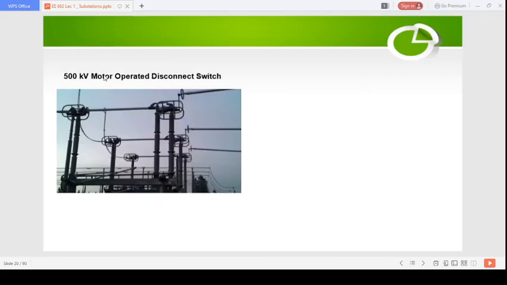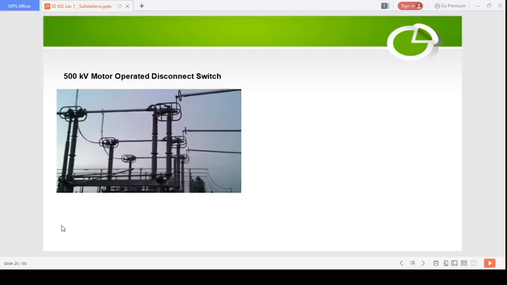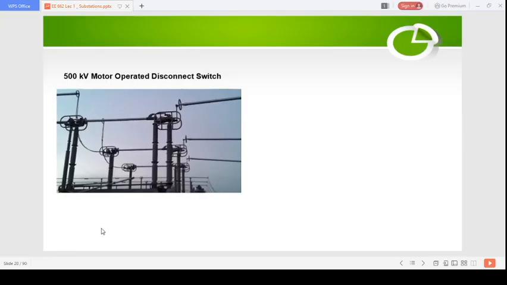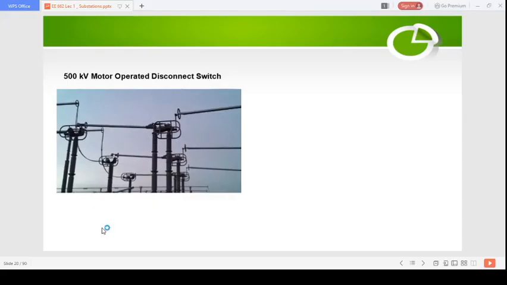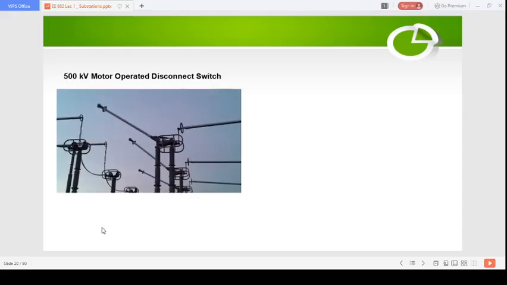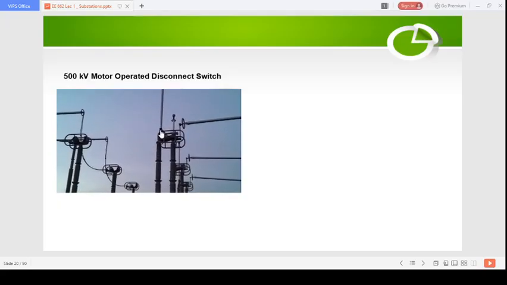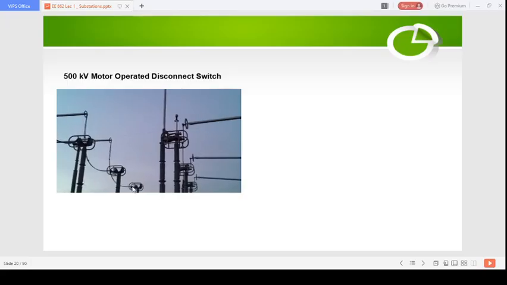This is a small video on a 500 kV motor operated disconnect switch that opens and closes the disconnect switch.